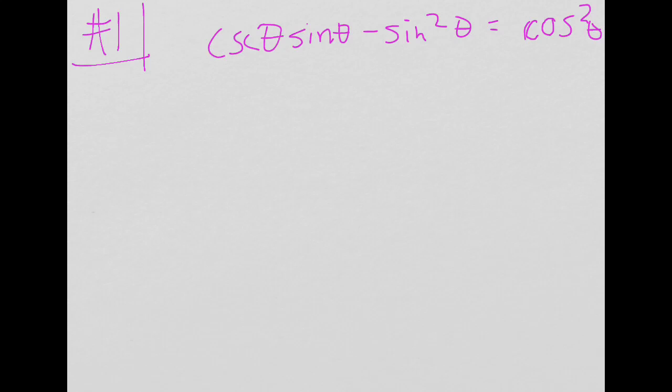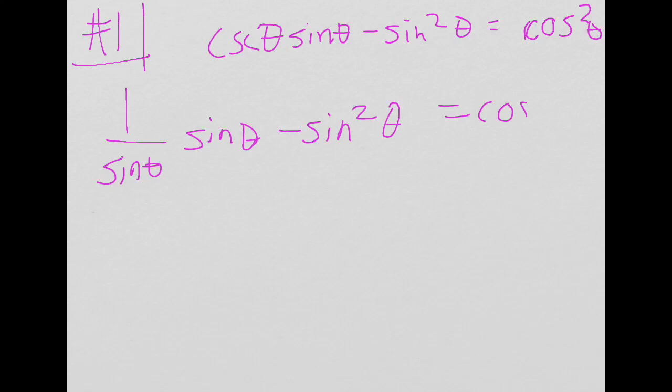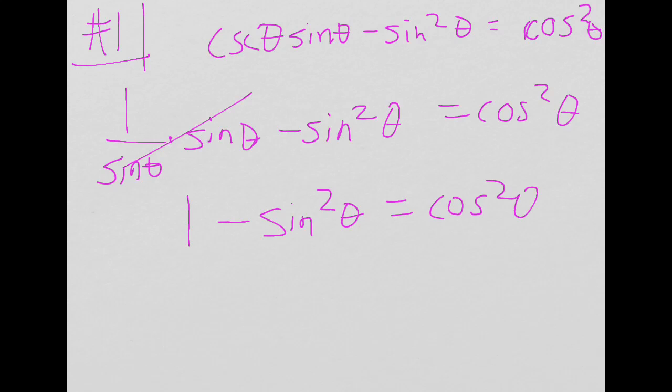Okay, so the answer's in cosine. I have a sine squared here. I have a regular sine here. The only oddball is cosecant, so I need to change the cosecant to what? 1 over sine. So 1 over sine times sine minus sine squared. Yep, those cancel out because it's multiplication. So that's 1 minus sine squared, which equals cosine squared. Okay, is anybody wondering where I got any of this from?